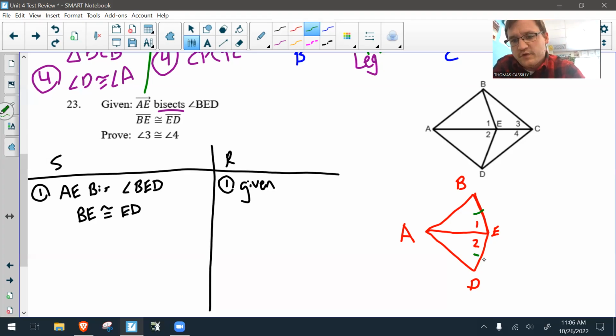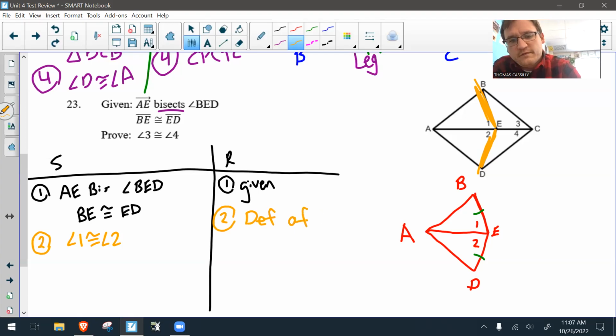Very straightforward. BED is this entire angle. BED is that whole thing. So if AE is bisecting that angle, it's making two congruent angles. Namely, angle 1 and angle 2. So we can say angle 1 is congruent to angle 2. How do we know that? Because that's just the definition of bisect. That's what bisect means, makes two equal angles. So the definition of bisect.